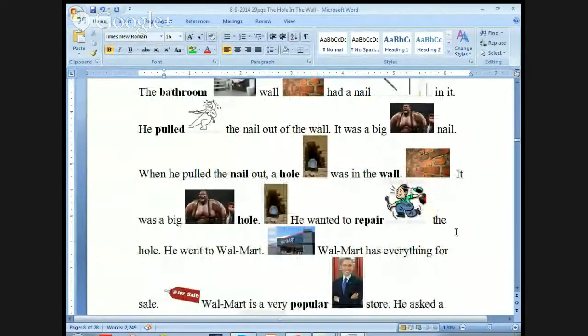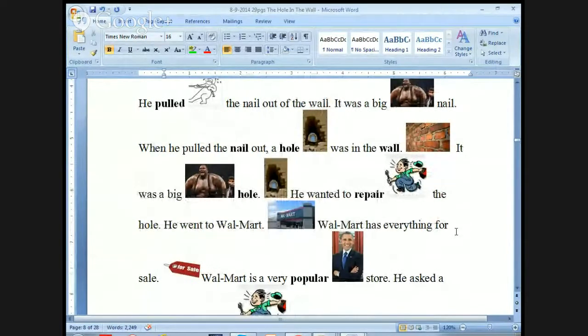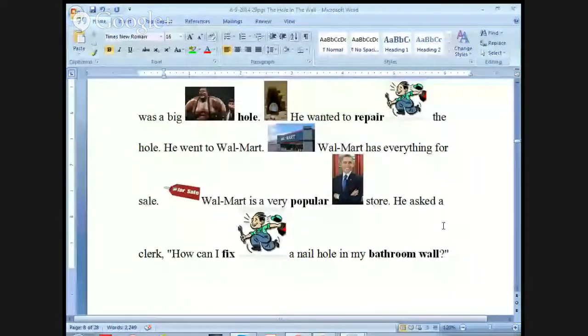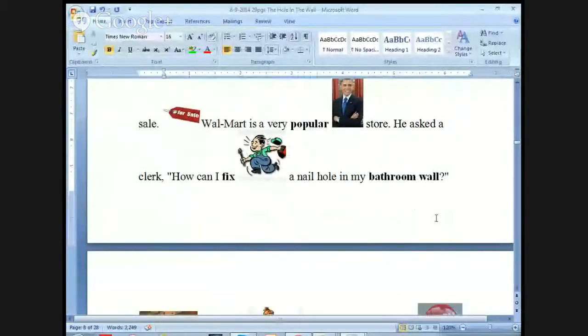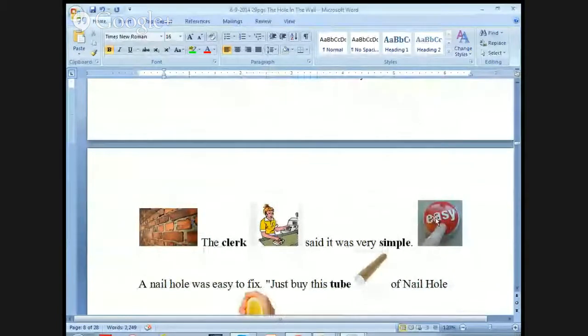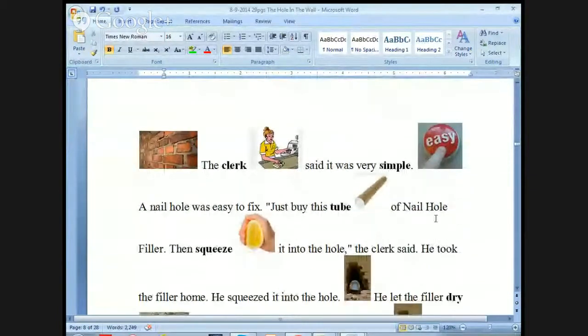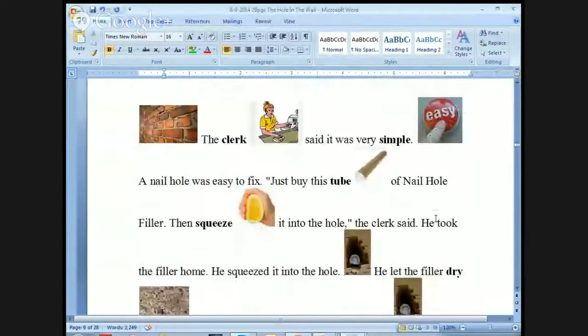He went to the Walmart. Walmart has everything for sale. Walmart is a very popular store. He asked a clerk, how can I fix a nail hole in my bathroom wall? The clerk said it was very simple. A nail hole was easy to fix. Just buy this tube of nail hole filler, then squeeze into the hole, the clerk said.